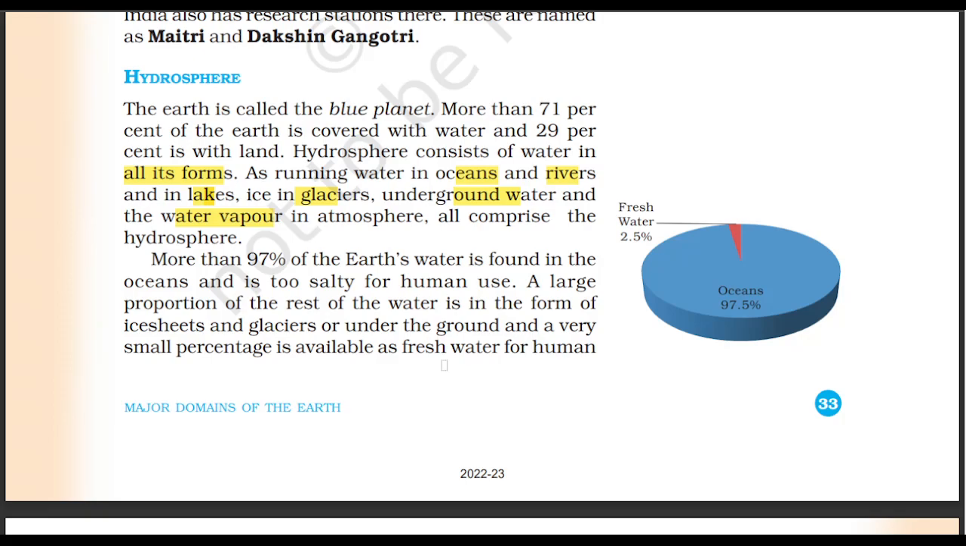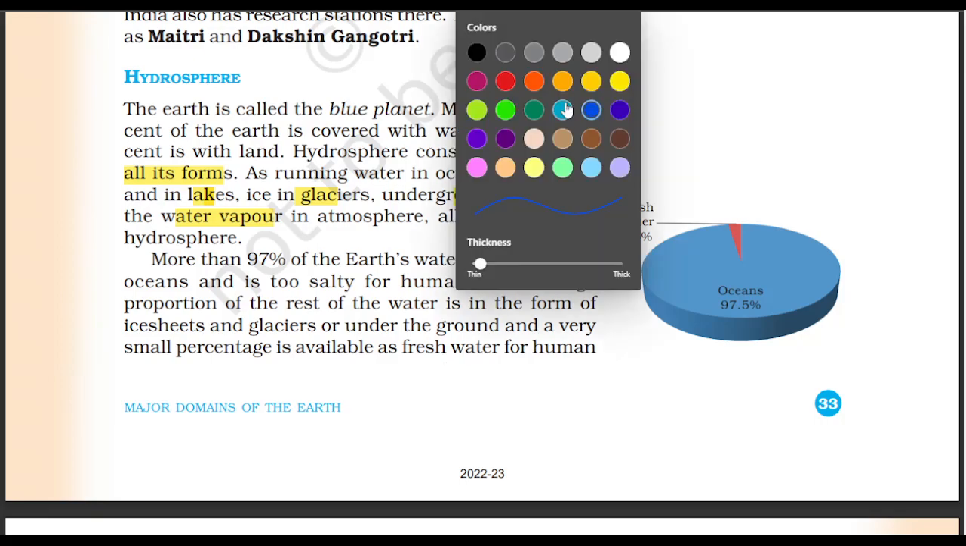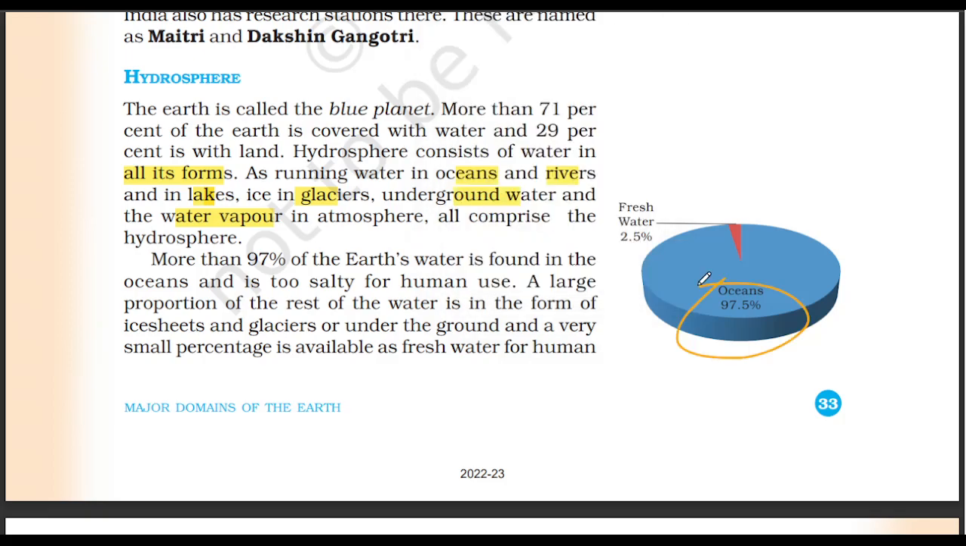You can see that we have 97% ocean water, which means salt water. Only 2.5% is available for our use. This is called fresh water.